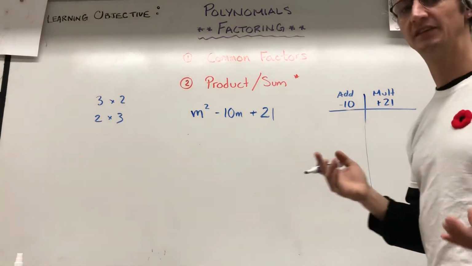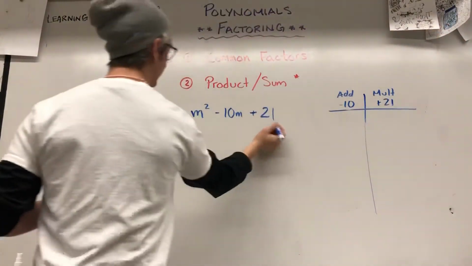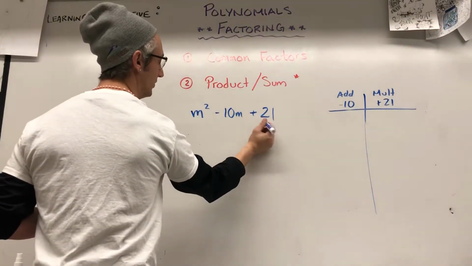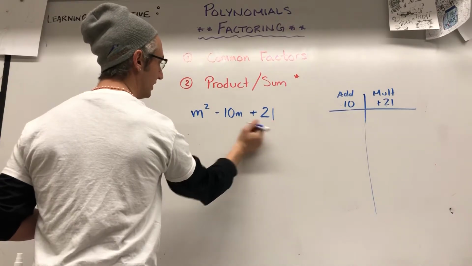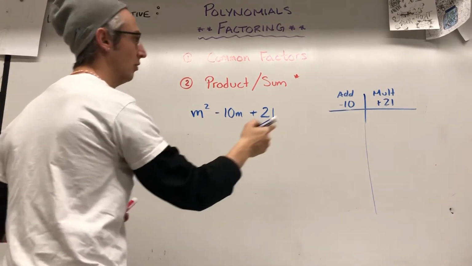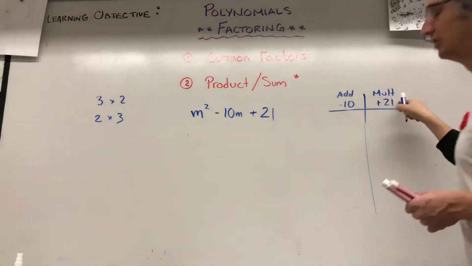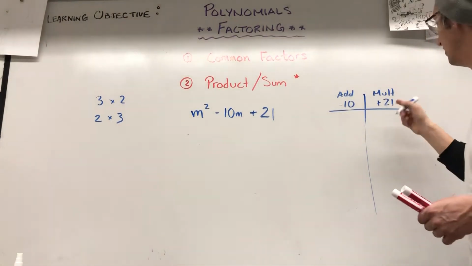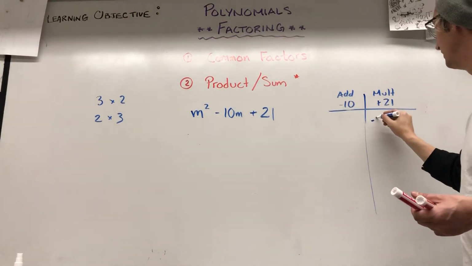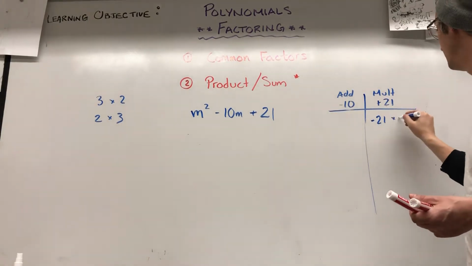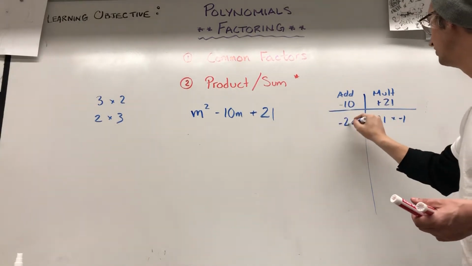So here I have this case again where I have a positive number here but a negative number here. No two positive numbers multiplied together are ever going to add to make negative. So this is going to have to be constructed of two negative numbers. So what makes 21? Well, negative 21 times negative 1, and that gives me negative 22 when added.